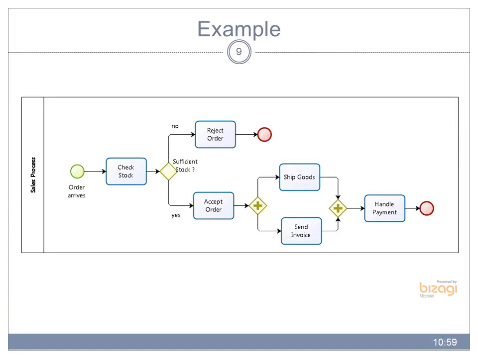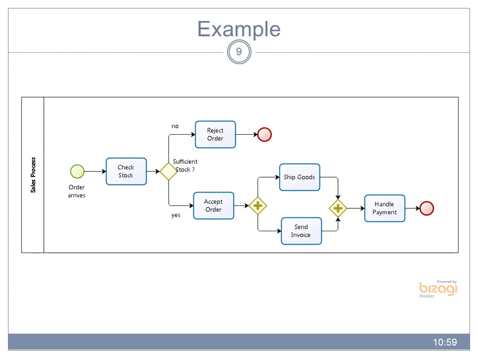Here you see a little example of a process that combines split and join gateways. When an order arrives, you check the stock. Then you have a split XOR gateway, so you test whether there is sufficient stock. If there is not sufficient stock, you reject the order. If there is sufficient stock, you accept the order.